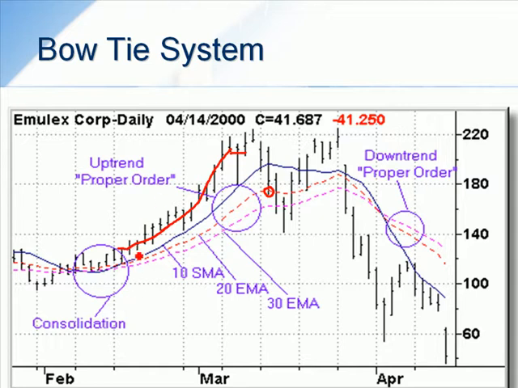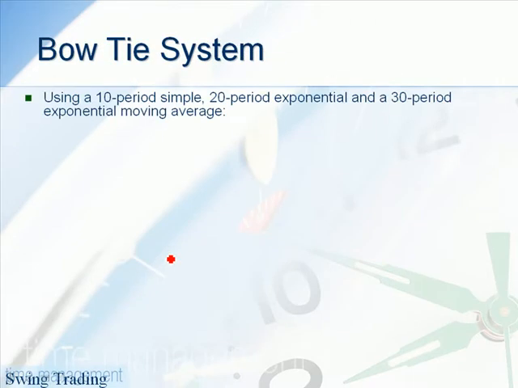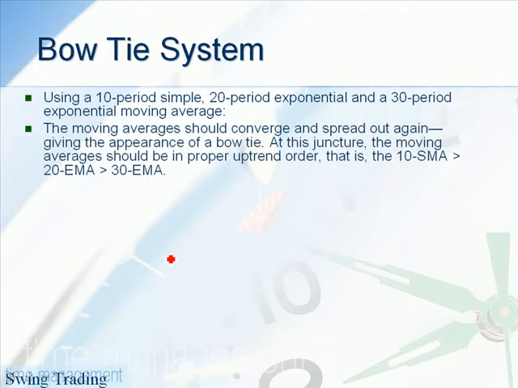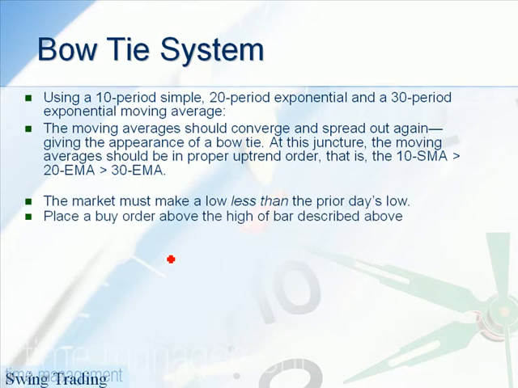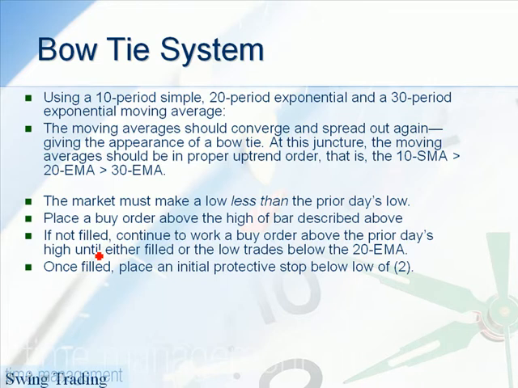The important point is the entry point, which in this instance is around there, once the bow starts happening and it's made a low previous to the previous day, and you enter at the high point. So as I say, it's fairly straightforward as a system, and that's really it. Again, we'll try and do some examples of this as we go forward.